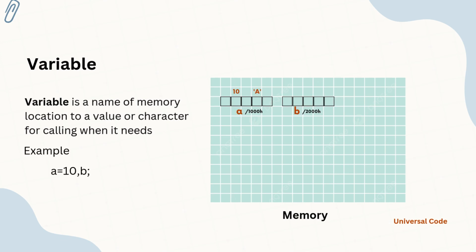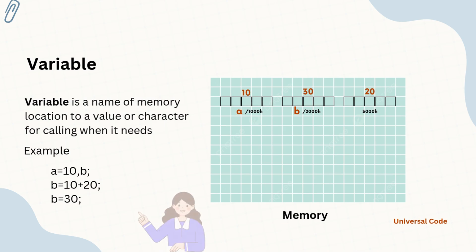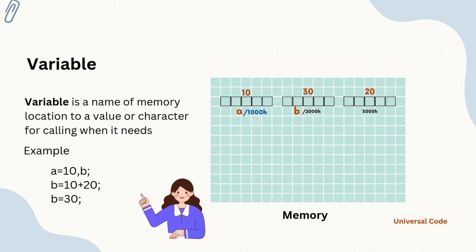Example: take two variables a and b. a is assigned 10, b equals a plus 20. Now a calls the value 10 to its place, then b equals 30. Wait, why should we call the value instead of assigning directly? And why can't we call the value at its original address?